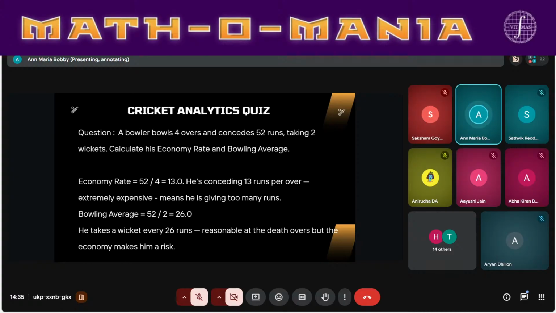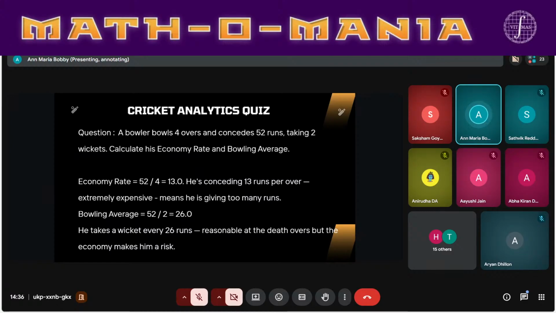Next comes the bowling average, which is equal to 52 divided by 2, that is, the number of wickets taken. So 52 divided by 2 gives us 26, which means that he takes a wicket every 26 runs. So it is reasonable at the death overs, but the economy makes him a risk. This means the bowler gets a wicket after conceding 26 runs.